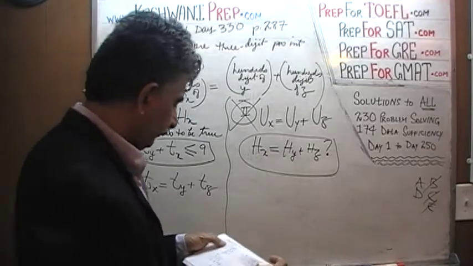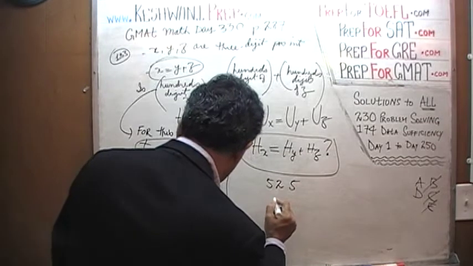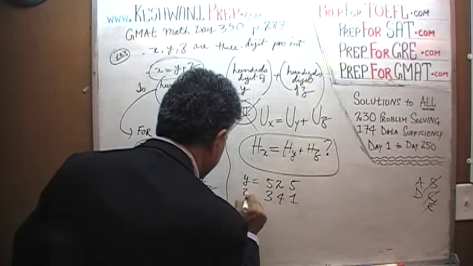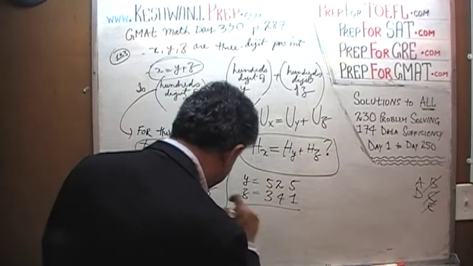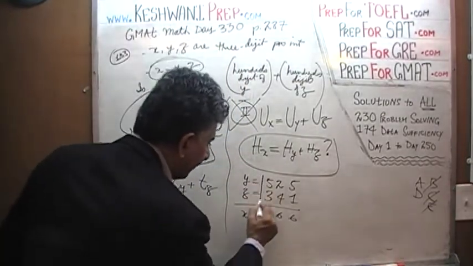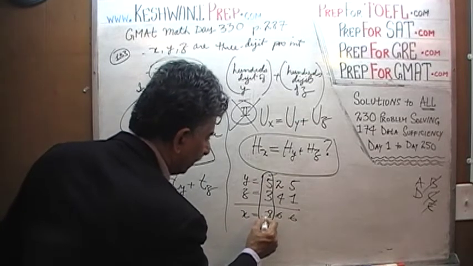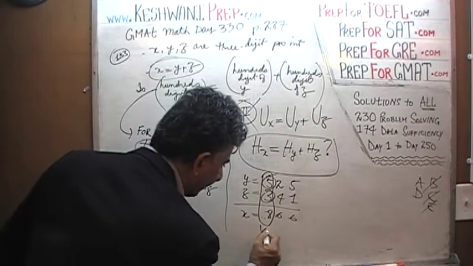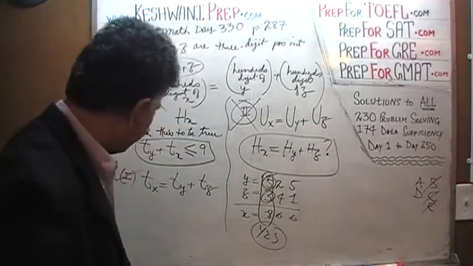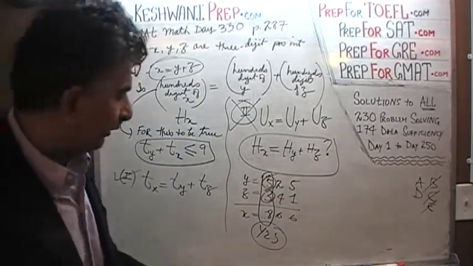For example, here's 525 and 341. So there is our Y, there is our Z, and here is our X: 866. As you can see here, the 100 digit of X does equal the sum of the 3 and the 5. So here the answer is yes. The question was, is the 100 digit of X equal to the 100 digit of Y plus the 100 digit of Z? The answer in this case, yes it is. Let's look at another example.